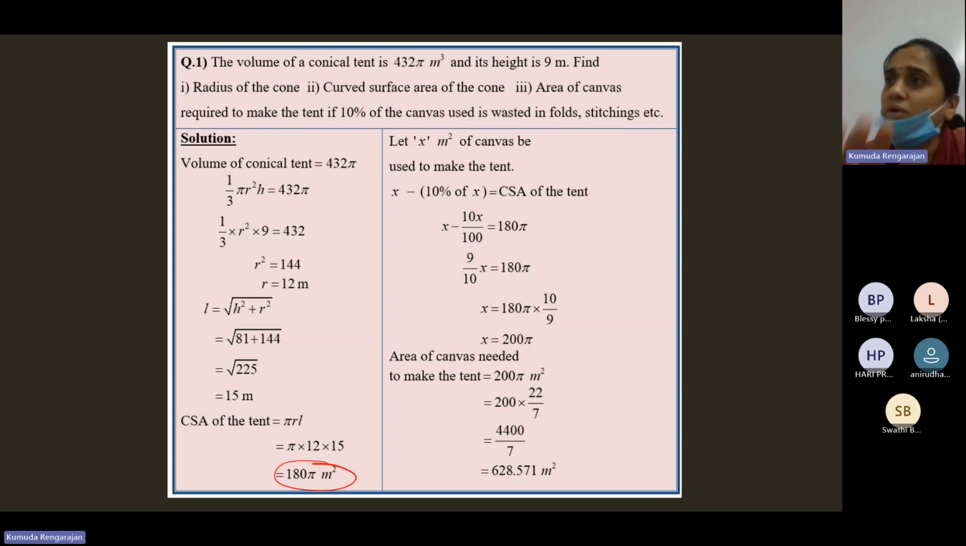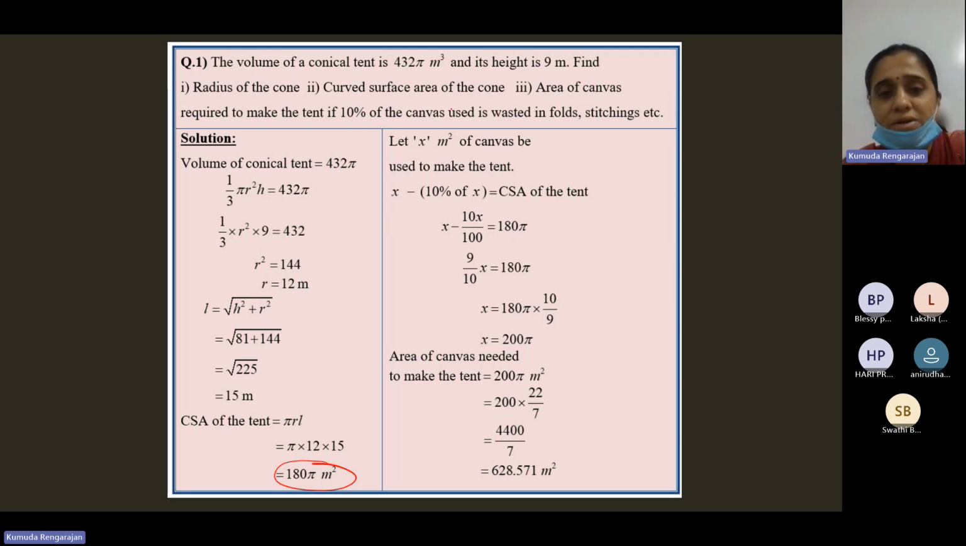If you buy exactly 180 pi, 10% will be wasted. You can make a cone, but you will not get this radius and height. Maybe if you get the height, the radius you will not get, or if you get the radius, height you will not get. So you will not get the desired radius and height. So you should make provision for the wastage.